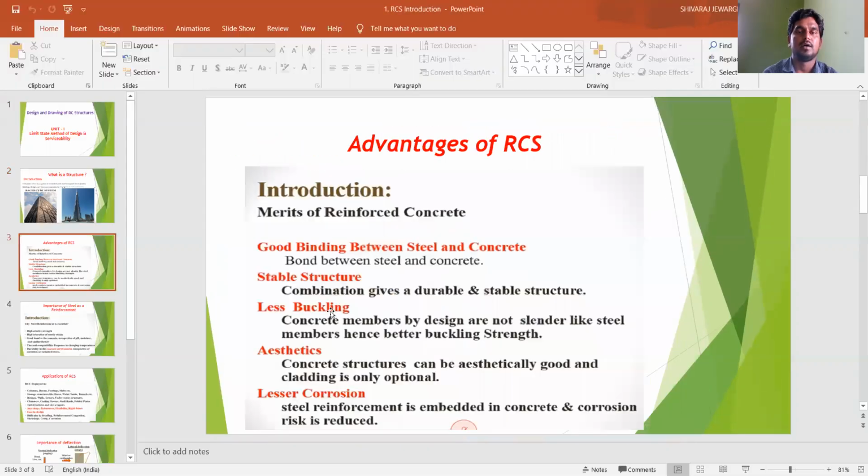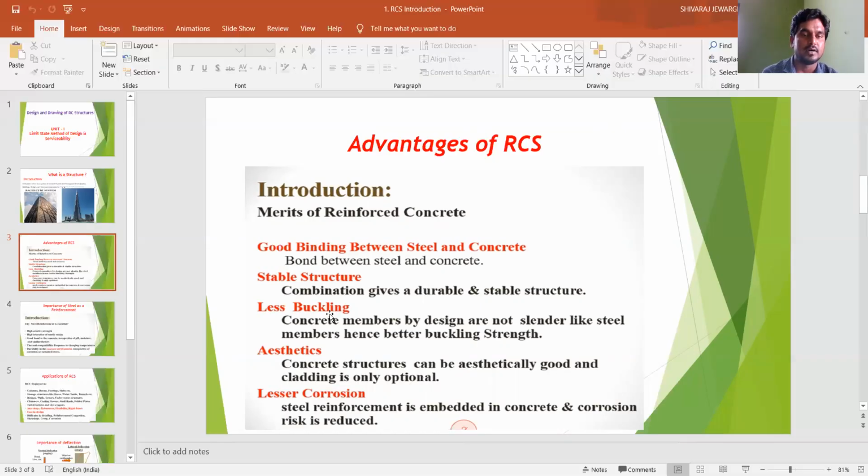Now we'll go to the advantages of reinforced concrete structures. The first advantage is that there is a good bond between steel and concrete. Since concrete is very good in compression, whereas steel is very good in tension, both will act together and bear the stresses simultaneously. So there is a very good bond between the steel and concrete.